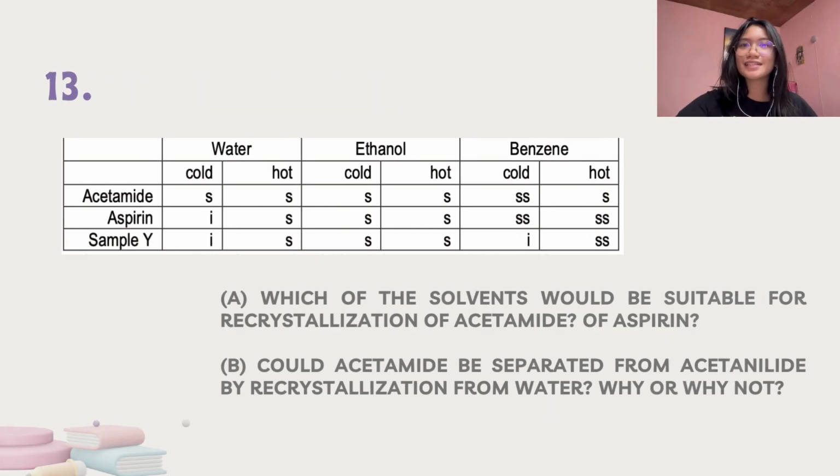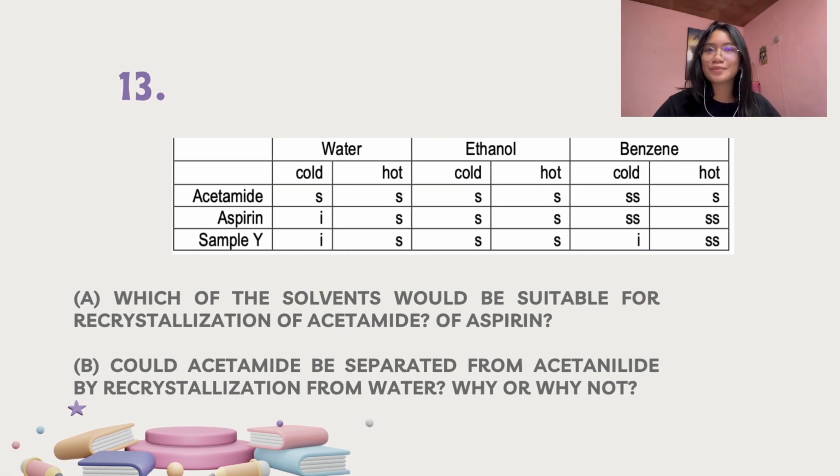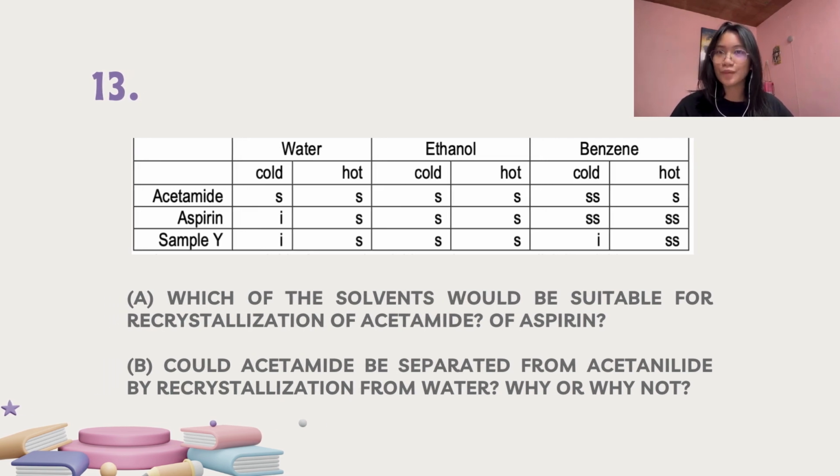An ideal recrystallization solvent should dissolve the compound of interest at high temperatures and then allow it to crystallize out when cooled and less soluble. Thus, the best solvent for acetamide is benzene because it is soluble in hot but semi-soluble in cold for it to crystallize, and water for aspirin because it is soluble in hot but insoluble in cold temperature.